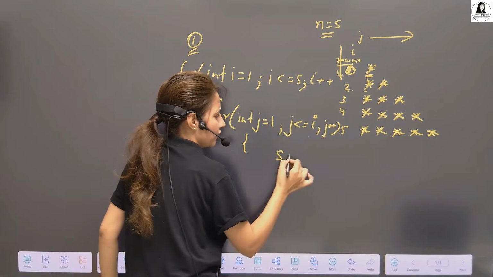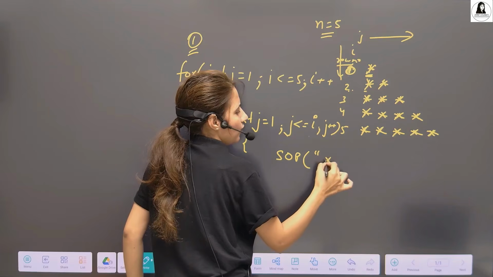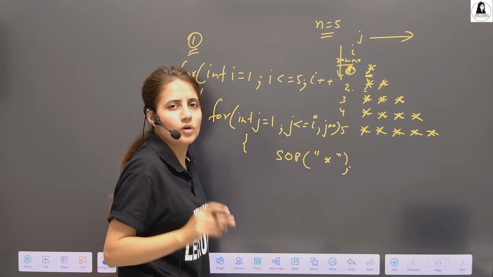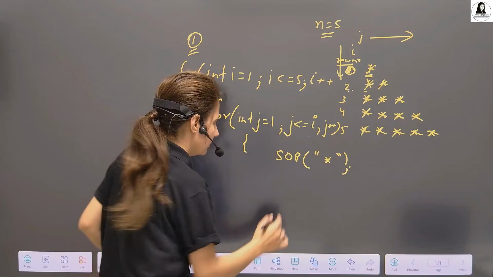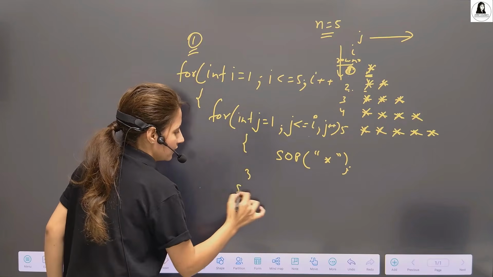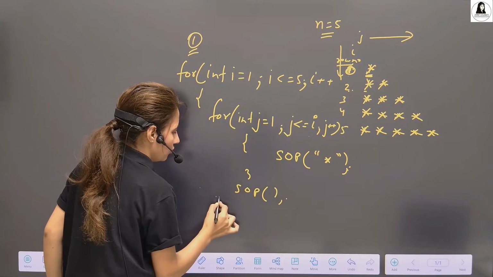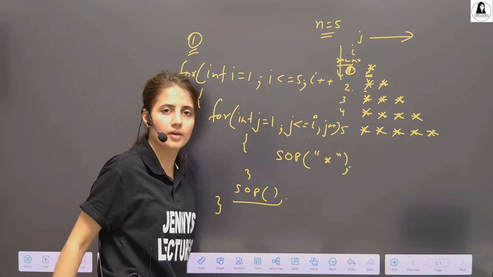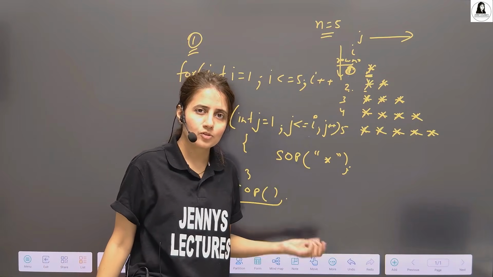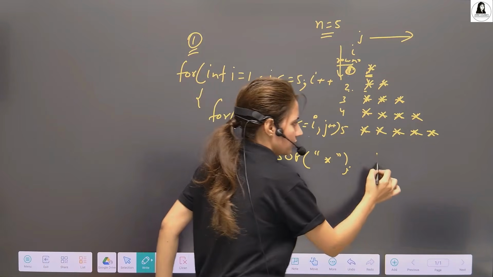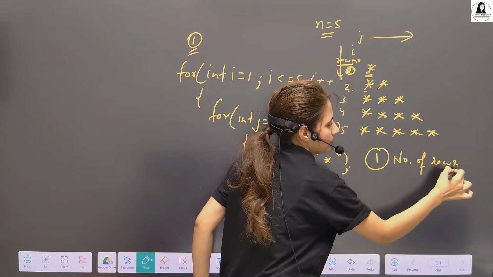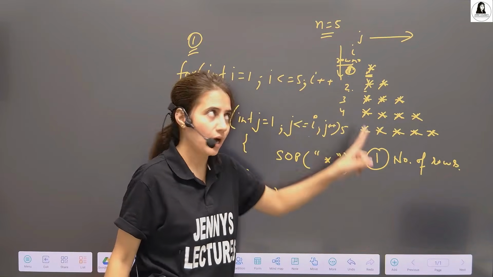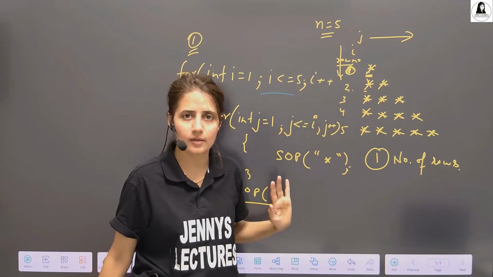And then within this we can simply print. You have to identify what you actually want to print. Here you want to print a simple asterisk. After this you just have to print System.out.println for a new line. That's it. So only three or four steps are there. First, identify the number of lines or number of rows, and the outer loop should run till that.